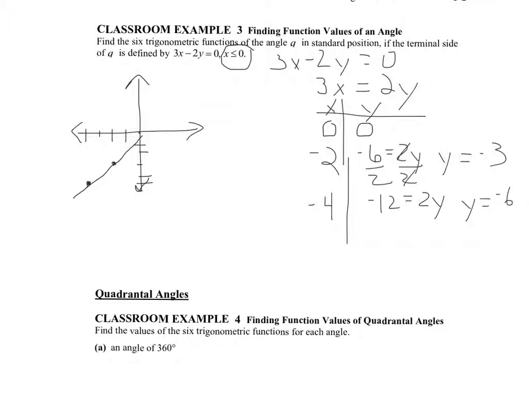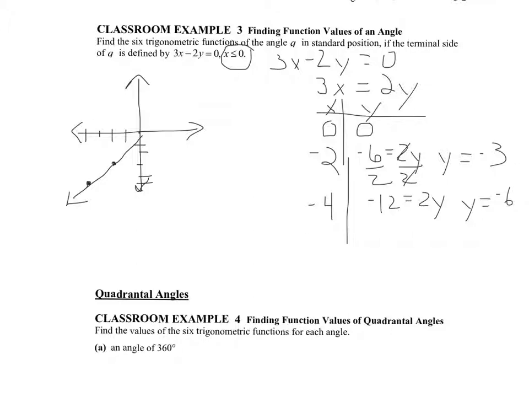Because if I pick any of those other numbers that were in between, I'm going to get fraction values back for y, and that's going to be a little harder to graph. So here is where this line needs to be drawn. Now, what quadrant am I in? I'm in the third quadrant.